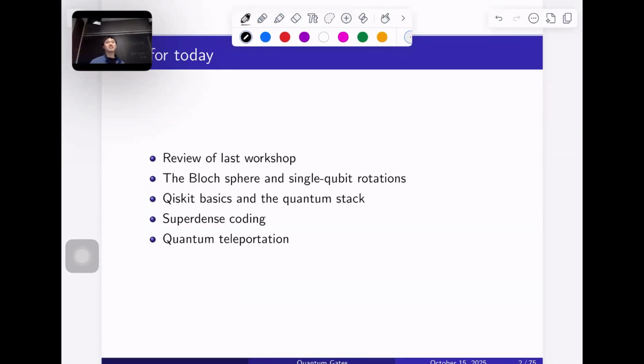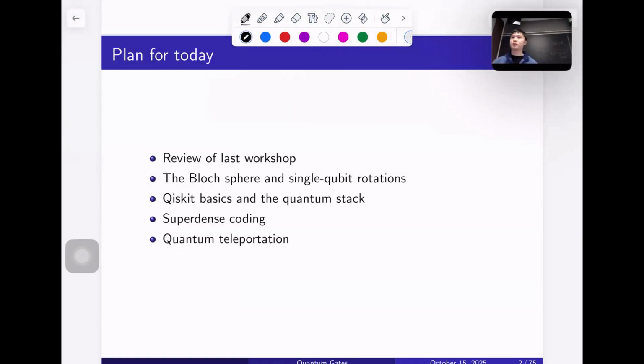Okay, and then so yeah, by that point we'll be at Grover's and Shor's algorithm, so two pretty big algorithms, and hopefully you'll understand it by then and be implementing it in Qiskit. So yeah, just to get started with a plan for today, we're gonna start by quickly reviewing last week's workshop. I'm gonna go pretty fast, but just stop me if you want anything in more depth.